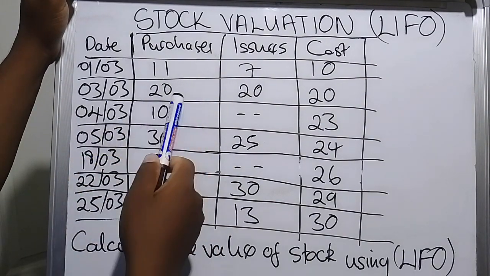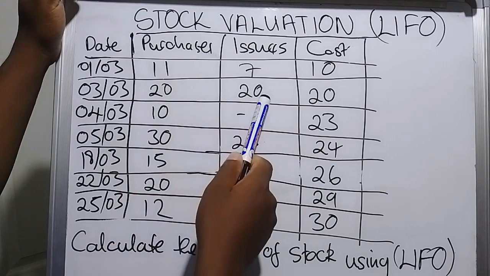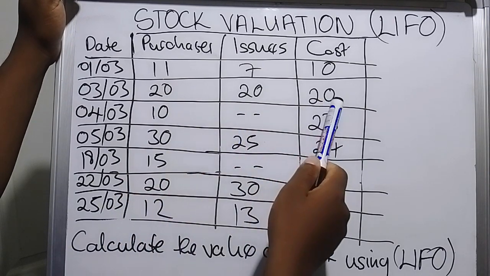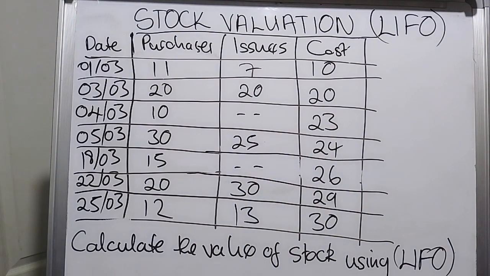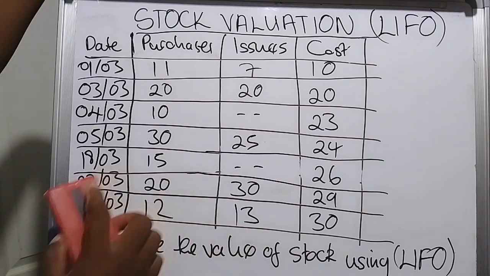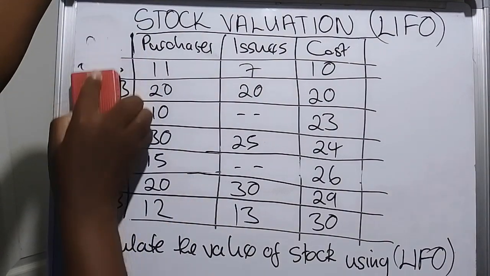On the 3rd, 20 items were received, 20 items were sold. The 20 items which were purchased, they cost $20 each. So we are going to use this question to do our stock valuation using the last in, first out method. The last in, first out method simply means the stocks which were received last are the stocks which will be sold first. Okay, let me just wrap these and try to get some space to do our workings with.